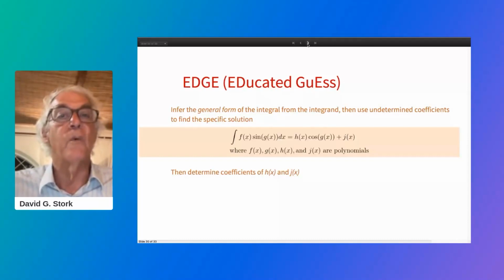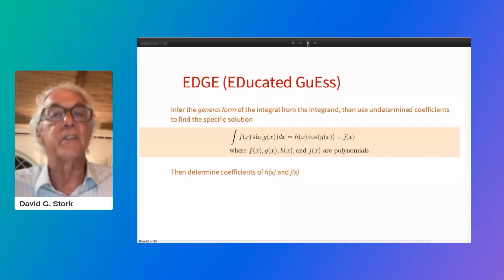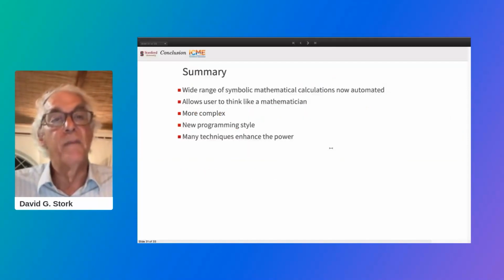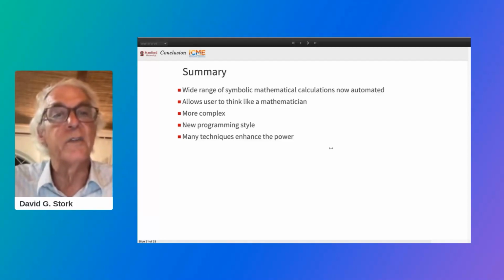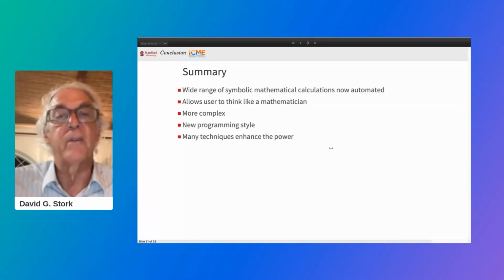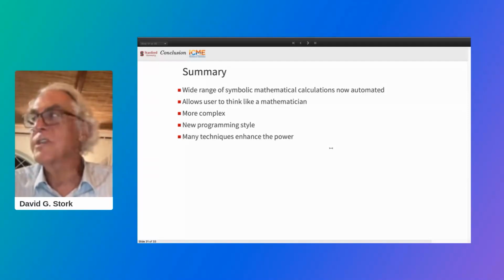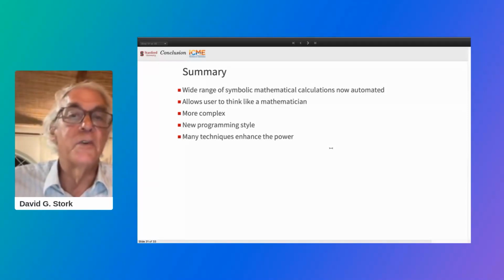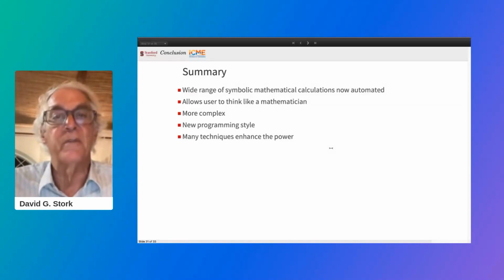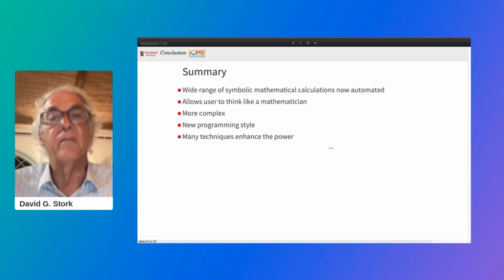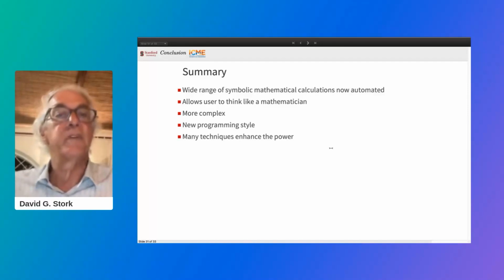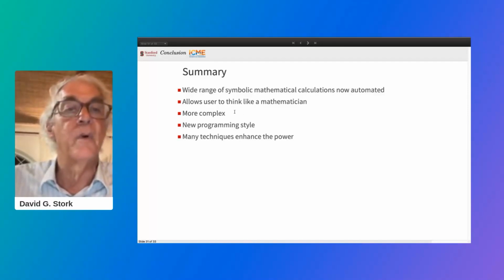And so in summary, there are a wide range of symbolic mathematical calculations that are now automated, and Mathematica and my course allows the users to think more like a mathematician and not have to worry so much about the calculations. I do think the students at the end of the day are real power users. I like to advertise my course as Wolfram Alpha on steroids, that you now have much, much greater control than you have over Wolfram Alpha and so forth. So the kind of problems you can do are more complex.